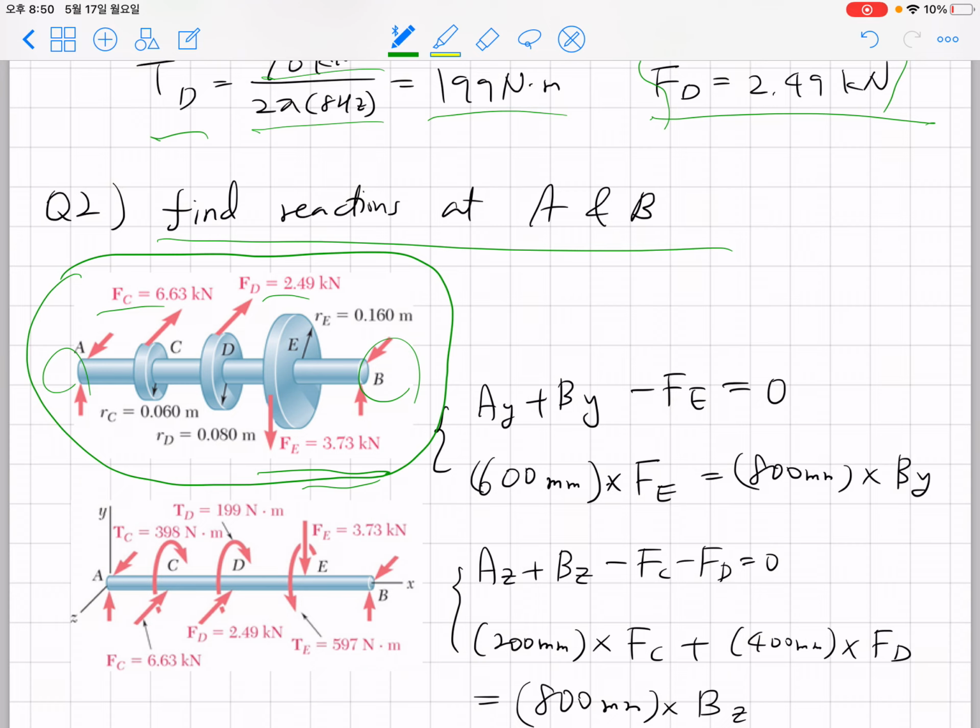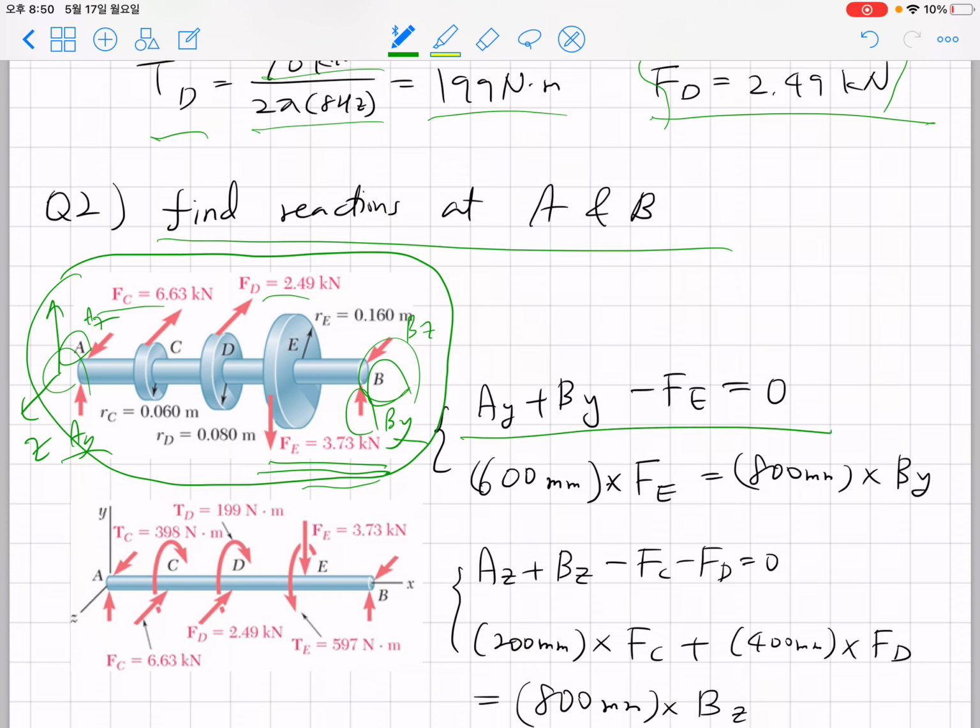And about A and B, we can have both horizontal and vertical forces. So let's take the y-axis and z-axis here. We take this as Ay, this as Az, and By and Bz. So we have four unknowns. Regarding the vertical direction force, you need a force balance in the vertical direction with the force at E, By, and Ay.